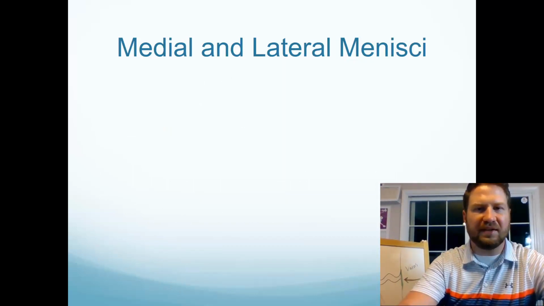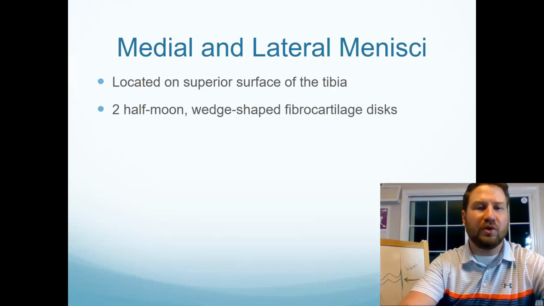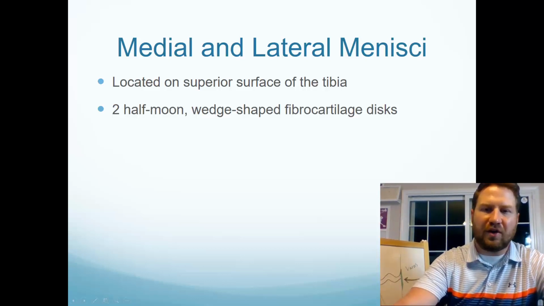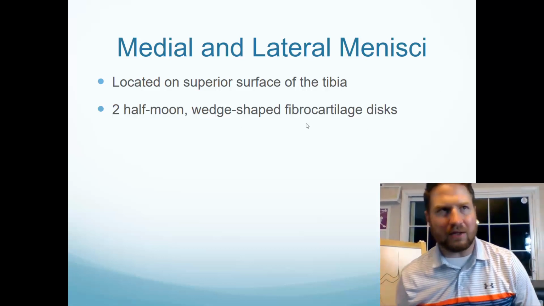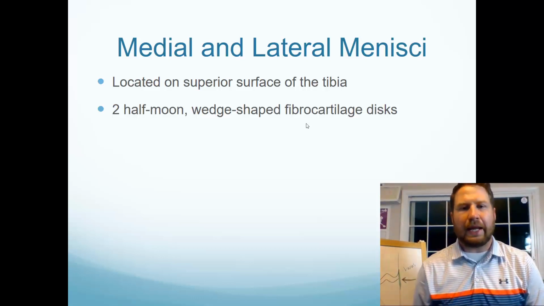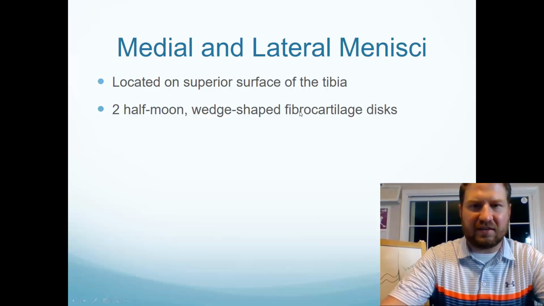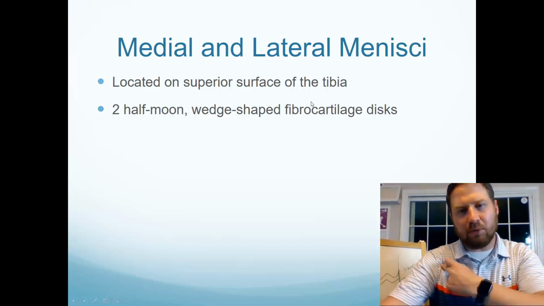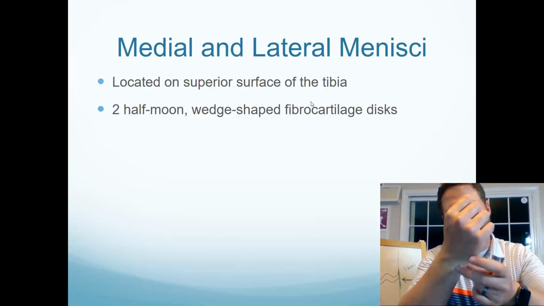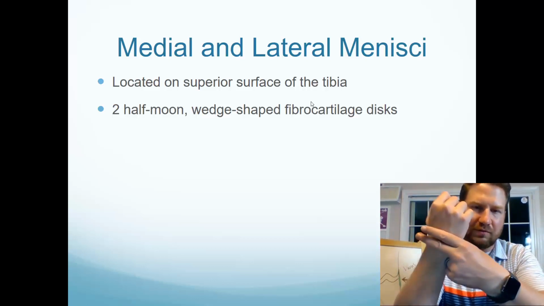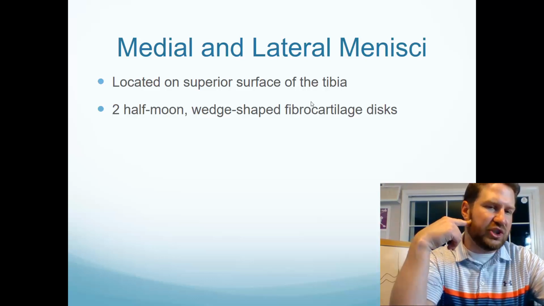All right, moving on to the meniscus. Our meniscus, located on the superior surface of the tibia, are two half-moon wedge-shaped fibrocartilage discs. All right, so we've talked about lots of peripheral joints so far, and a good handful of them have some type of fibrocartilaginous disc. Okay? You have a labrum in your shoulder and in your hip. You also have a fibrocartilaginous disc between the articulation between your ulna and your proximal row of carpals. Okay, you have a fibrocartilaginous disc in your TMJ.